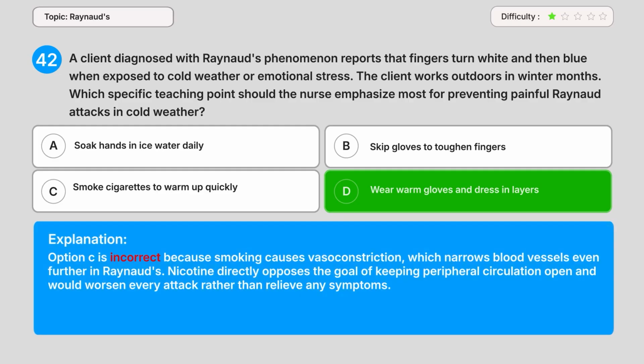Option C is incorrect because smoking causes vasoconstriction, which narrows blood vessels even further in Raynaud's. Nicotine directly opposes the goal of keeping peripheral circulation open and would worsen every attack rather than relieve any symptoms.